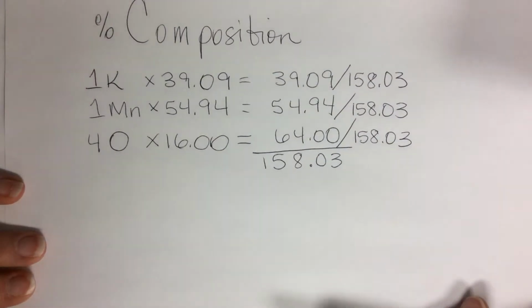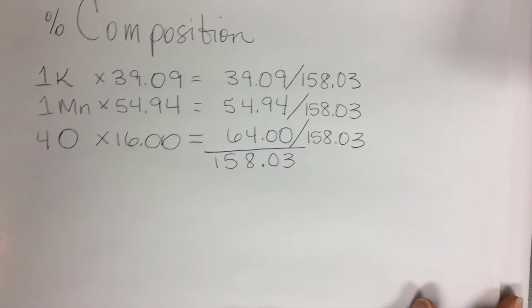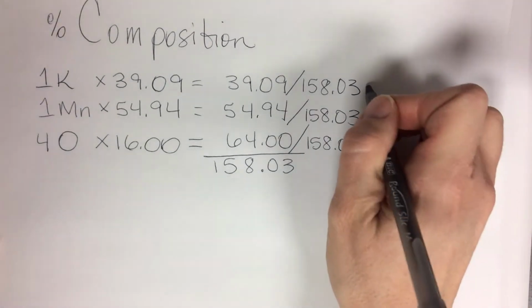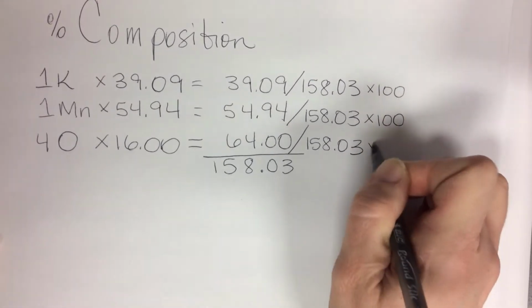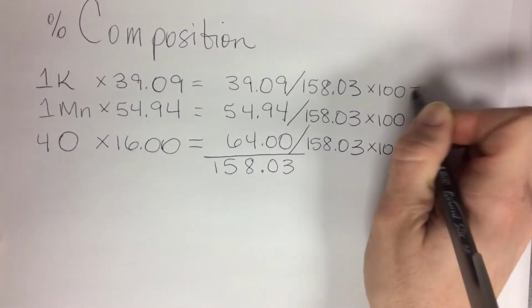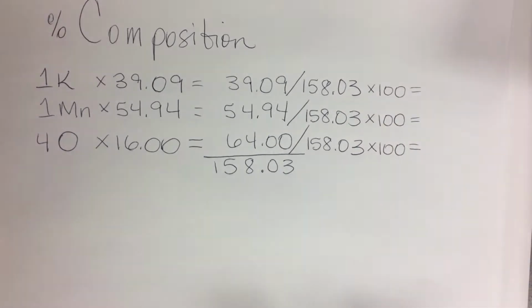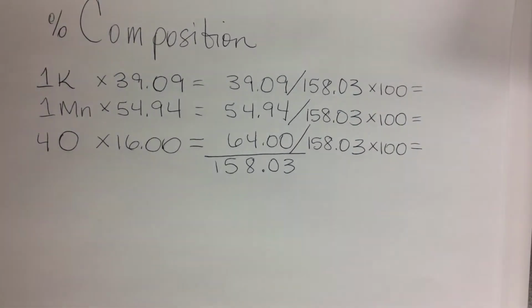Then step 3 says multiply it times what? 100, because we want to make it a percentage. So you're dividing all of those by the molar mass and then multiplying by 100. Yep. All right. Briley, will you do potassium?